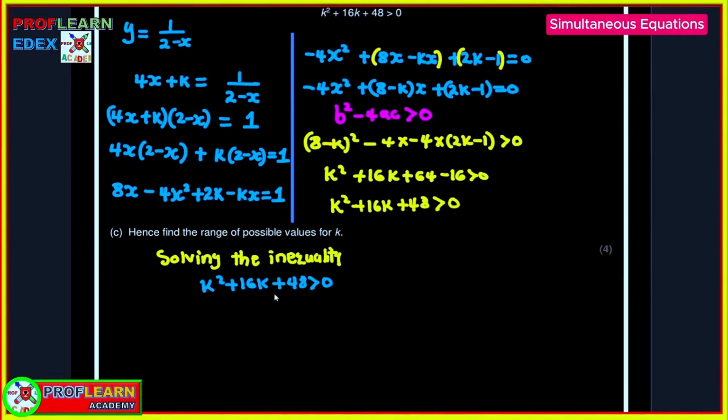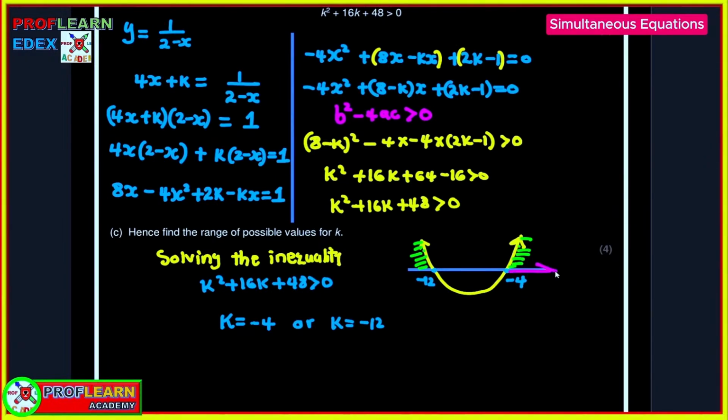Solving the inequality, we need to treat the inequality as an equal sign so that we can solve the quadratic equation. We get the critical points. The critical points for this inequality are k is equal to negative 4 and k is equal to negative 12. Because it's greater than, we need the upper part of the curve. So this is negative 12, this is negative 4. So we need the solution, the values greater than negative 4 but less than negative 12.